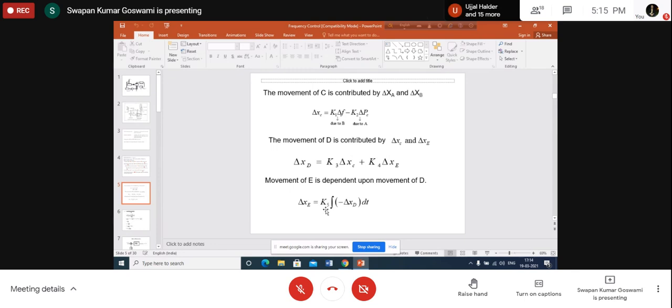And integration is because we are interested in the volume of oil transfer. Volume of oil movement is important here. The negative sign is coming because for a positive movement of E, a negative movement of D is needed. So the logic behind writing this relation, is it clear to you or not?